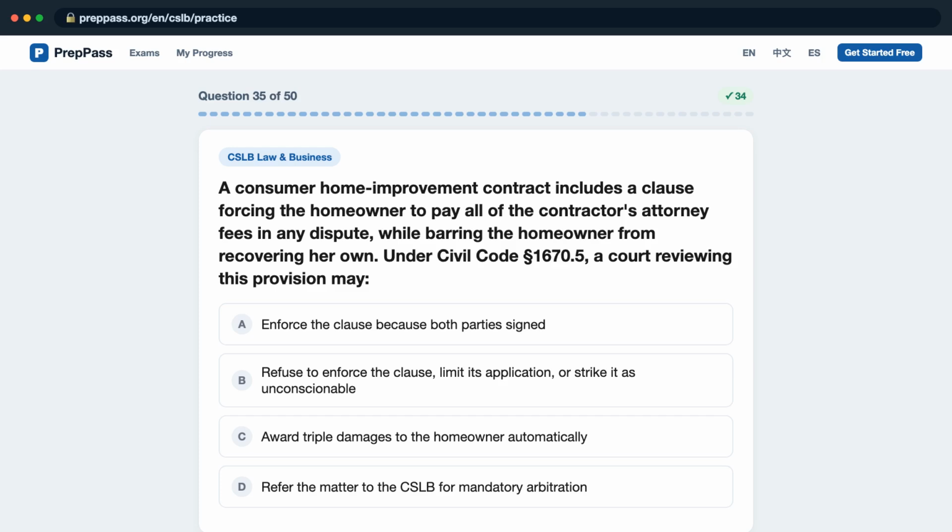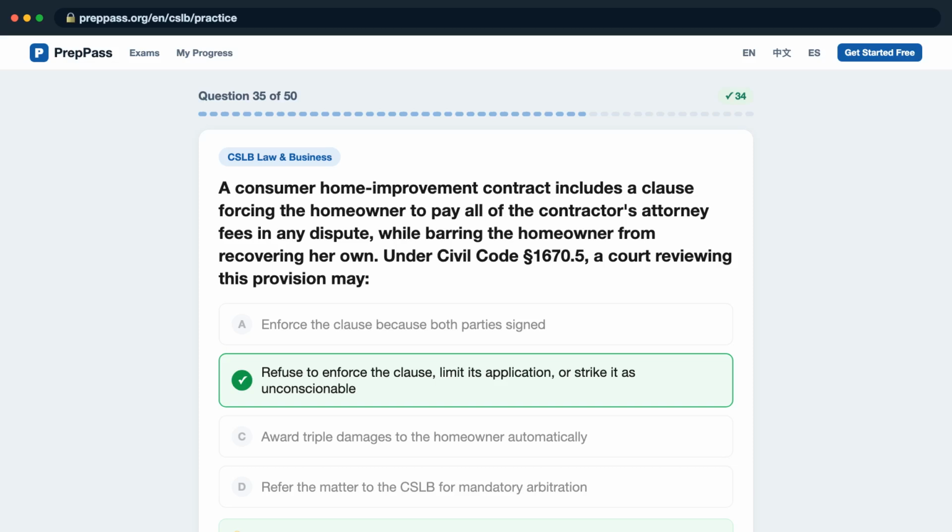C, award triple damages to the homeowner automatically? D, refer the matter to the CSLB for mandatory arbitration? The correct answer is B.